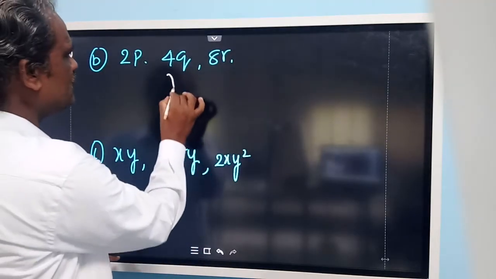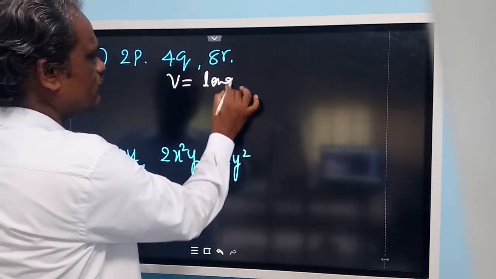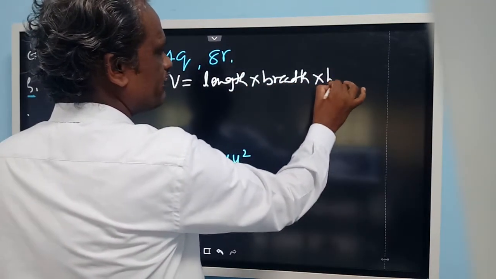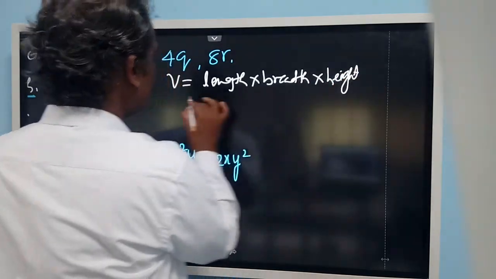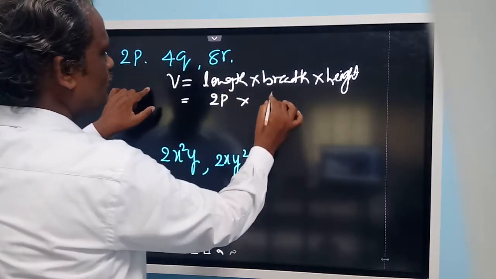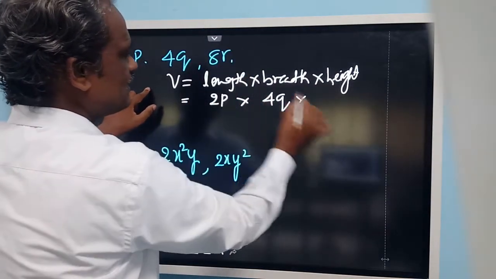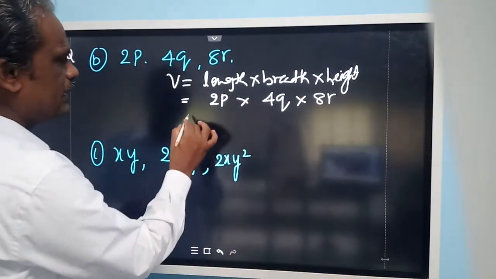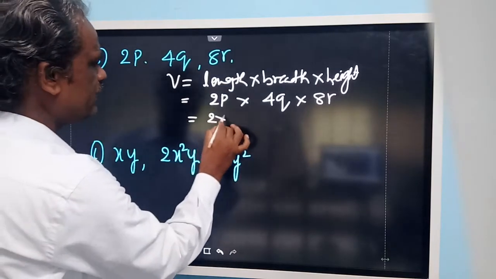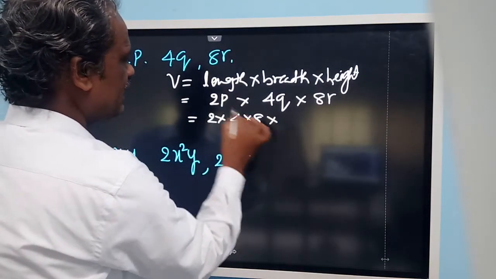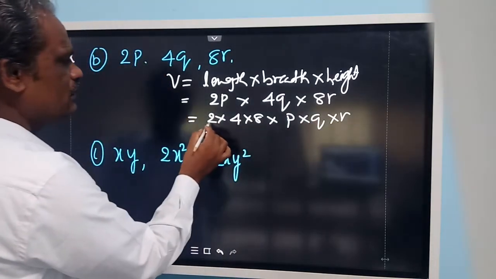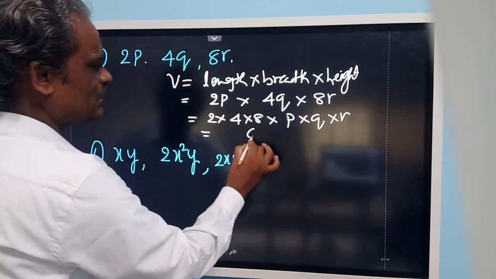Let us find out the volume is equal to, again, length into breadth into height. Second one. Here, length place you have to write first one 2p. Breadth is 4q. Into height is 8r. As I said in the beginning itself, first you multiply all the coefficients now. 2 into 4 into 8. The later variables p into q into r. So here 4 2s are 8, 8 8s are 64.